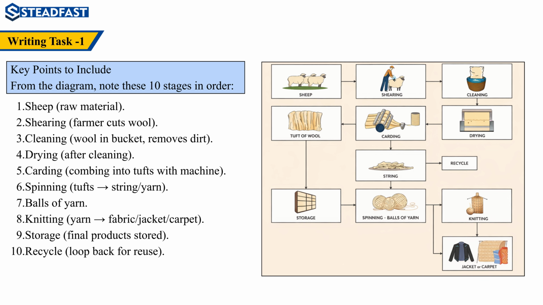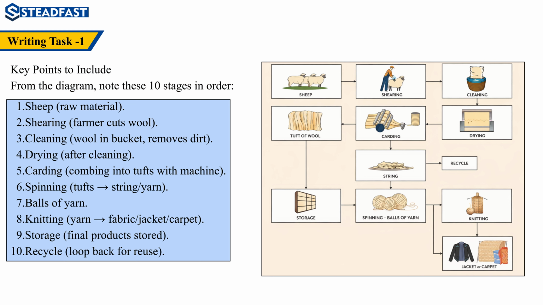From the diagram, note these 10 stages in order. First one, sheep, which is a raw material, and the next, shearing, where the farmer is cutting down the wool. And the next one, cleaning. Here the wool is in a bucket, which is used for removing dirt. The next, drying, and after that carding, where the wool is combined into tufts with a machine.